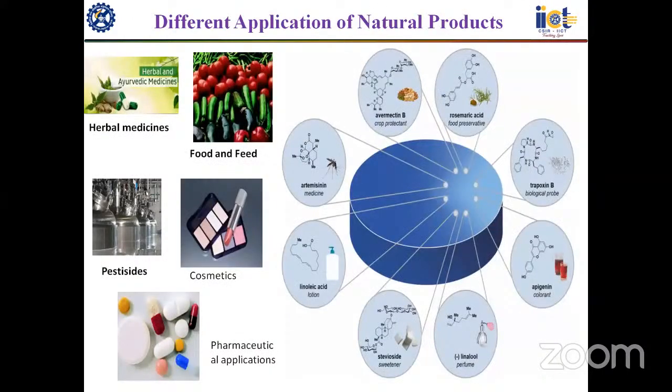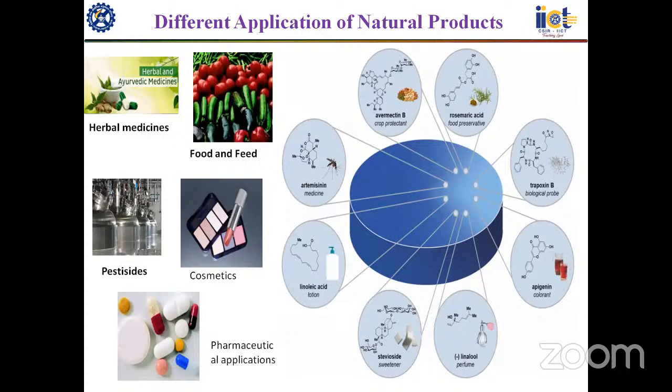If you see different applications, natural products have their own applications in every field, starting from food, medicines, pesticides, cosmetics, and drugs. Here I have quoted very few which are very well known in the industries. First example, artemisinin, we know pretty well. The discovery of artemisinin was rewarded with a Nobel Prize for the Chinese professor Youyou Tu, and it is very well known as an anti-malarial drug in the present market.